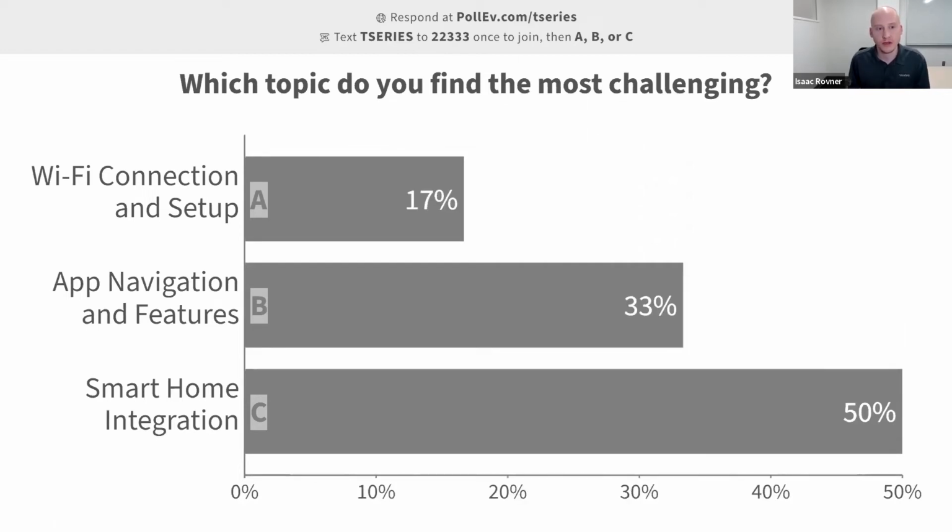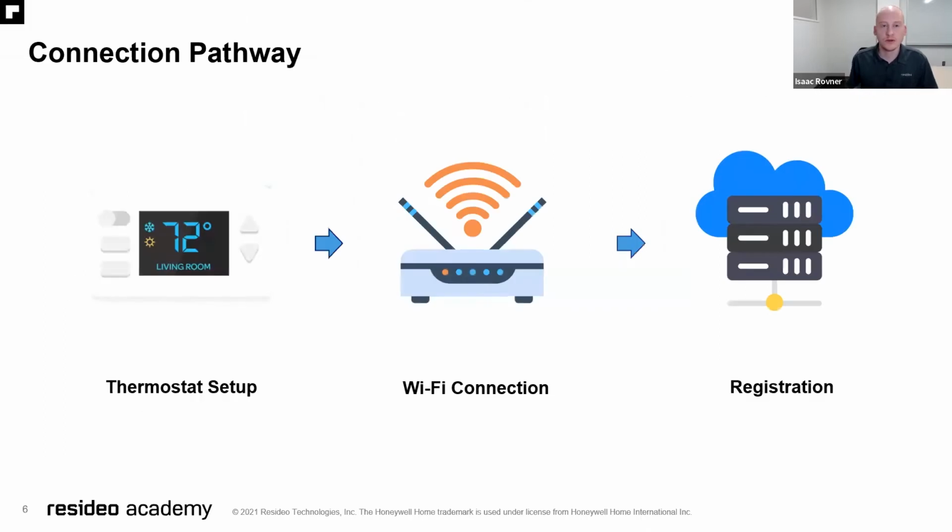Great responses. Awesome. So to preface the connection path and talk about connecting, I want to talk about the pathway. Whether it's a T-series smart thermostat or one of our legacy Wi-Fi thermostats, they generally have three basic steps: thermostat setup, Wi-Fi connection to the local Wi-Fi network using a home wireless router, and then the third step is registration, adding the app or device to the cloud, and registering that device using our Honeywell Home App or Total Connect Comfort platform.